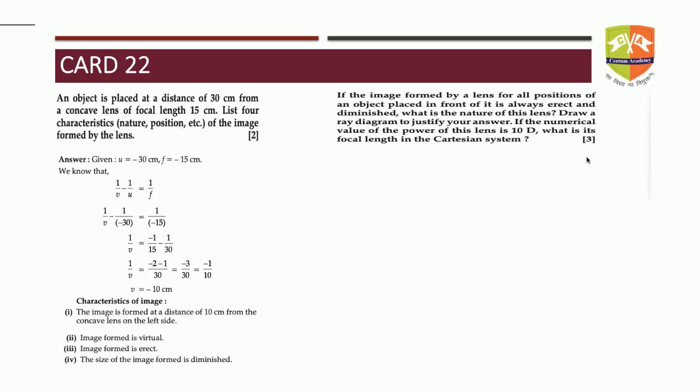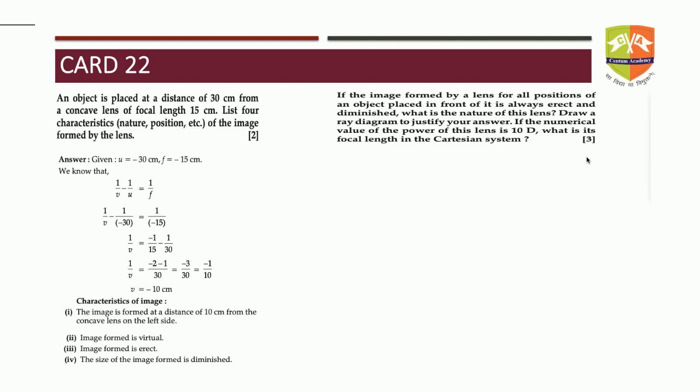P is equal to 1 by F. So in this particular part, power has been given as 10 diopter, the numerical value of the power. That is why it has been taken as positive. Because it is asking you what kind of lens, it can't give you the power of the lens as positive or negative. So F is equal to 1 by P. So you can write that 1 by 10, which is equal to 0.1 meter.